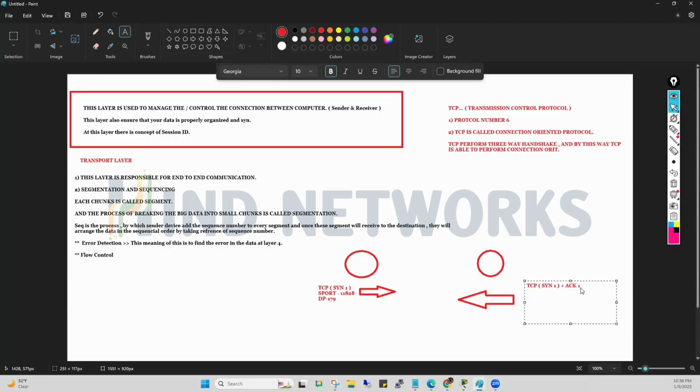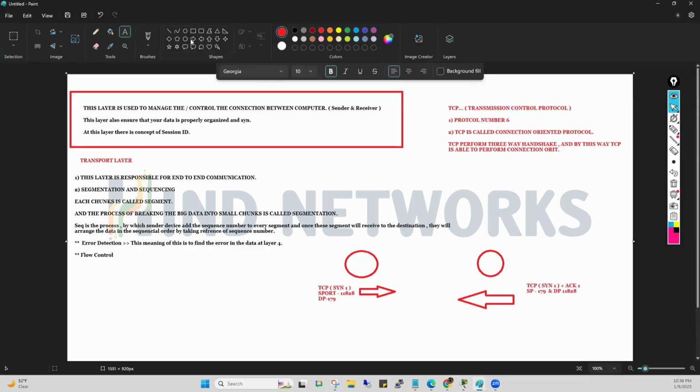Clear? Now, what will be the source port? Source port will be 179, and the destination port will be R1's source port number. The port number that R2 received from R1 will be the destination port in this case. So the destination port will be 11828.